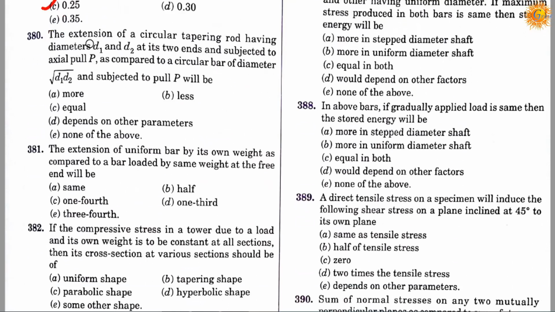Question number 380. The extension of a circular tapering rod having diameter D1 and D2 at its two ends and subjected to axial pull P as compared to a circular bar of diameter under root of D1 D2 and subjected to pull P will be option A more, option B less, option C equal, option D depends on other parameters, and option E none of the above. Correct answer is C. It will be equal.